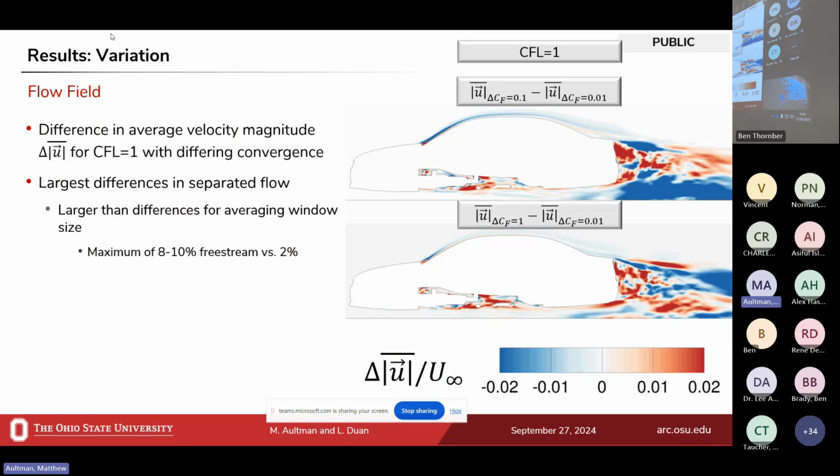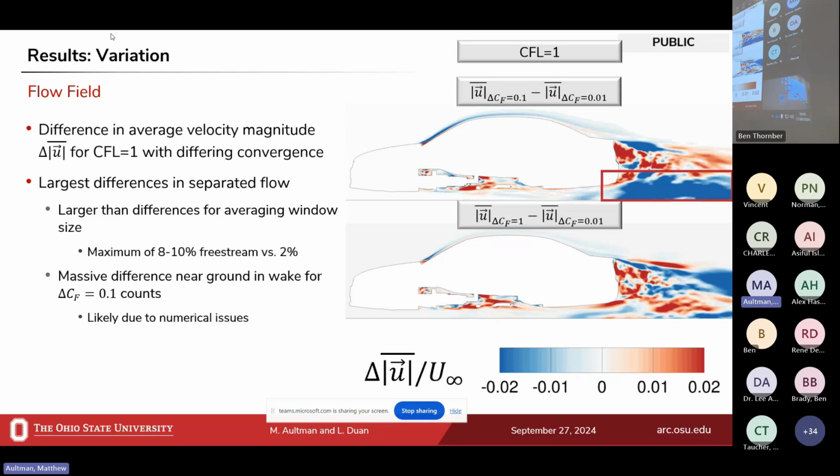Now, we do note that these differences are actually larger than differences we saw for our averaging window. So in this case, there's a maximum difference of 8 to 10% of the free stream versus 2% if we took the difference over the last 5 convective times, and it was about 3 to 4% for the last 10 convective times for increasing our averaging window.